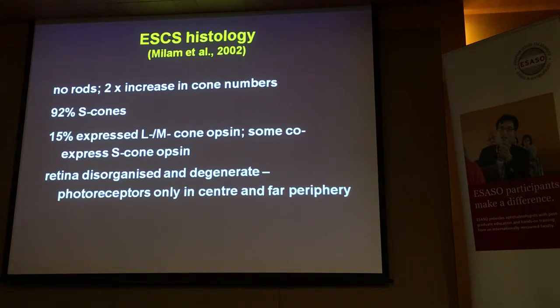NR2E3 encodes a transcription factor, so that transcription factor is essentially telling the cells what to become. And if you're a stem cell and you've become a photoreceptor, you can choose a rod or an S-cone, L cone or an M cone. But the default pathway seems to be short wavelength cones, or at least cones which contain a short wavelength opsin. They don't necessarily behave quite like that.